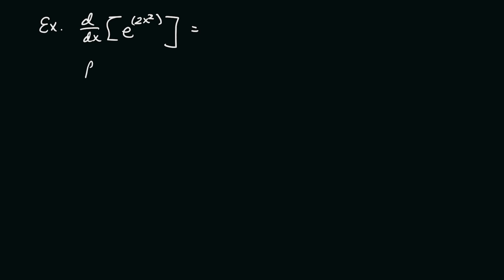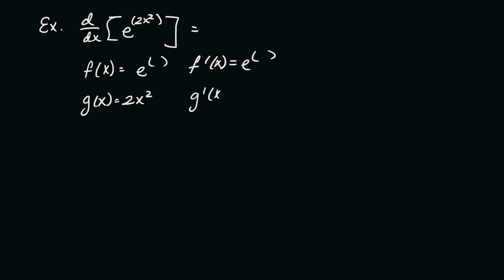So our outer function is just e to the whatever power we have here. Our inner function in this case is just the exponent, so 2x squared. Now, f prime is just equal to e to whatever exponent we have, because the derivative of e to the x is just e to the x. And of course, g prime of x is just equal to 4x.